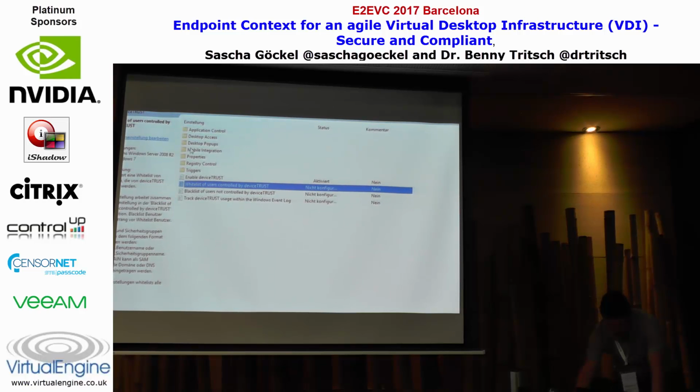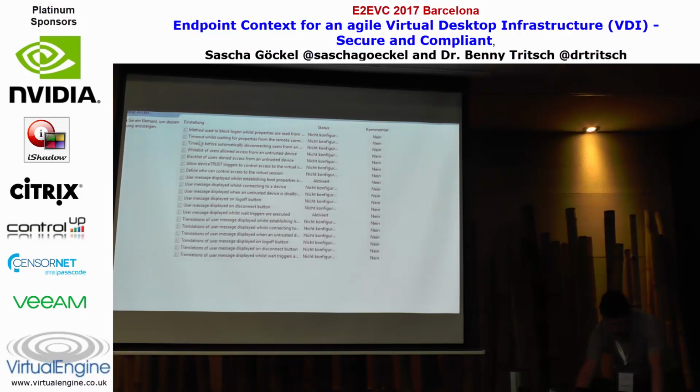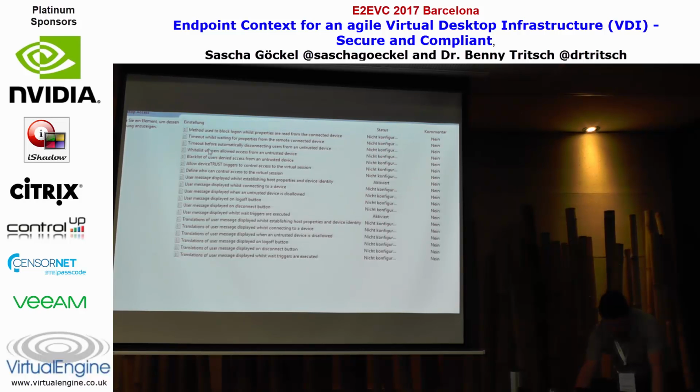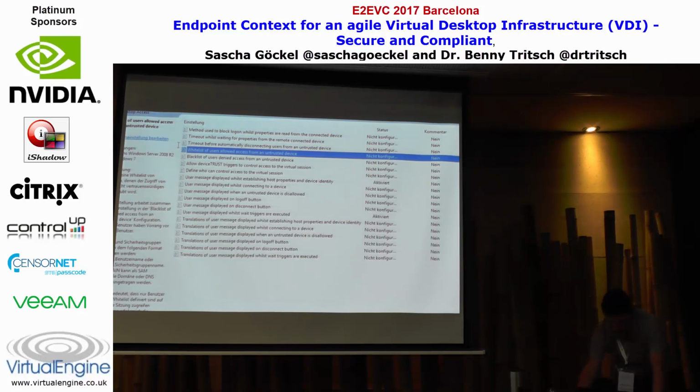So maybe I leave that on. Desktop access is where we define exactly these kinds of policies. So we can define here, again, with a whitelist. We call this untrusted device. A device without a device trust client is, for us, untrusted. That's the naming for that. And then you can define here what you want.